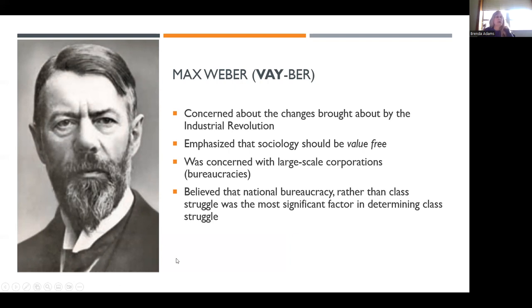He was concerned with large-scale corporations, with the bureaucracy of the large-scale corporations. And he believed that national bureaucracy rather than class struggle was the most significant factor in determining class. So you'll notice as they grow from the very beginning of the theorists, as you're going down, they each change a little bit. He was more concerned about the Industrial Revolution and the struggles, not class struggle, but the other struggles that came along with the industrialization.